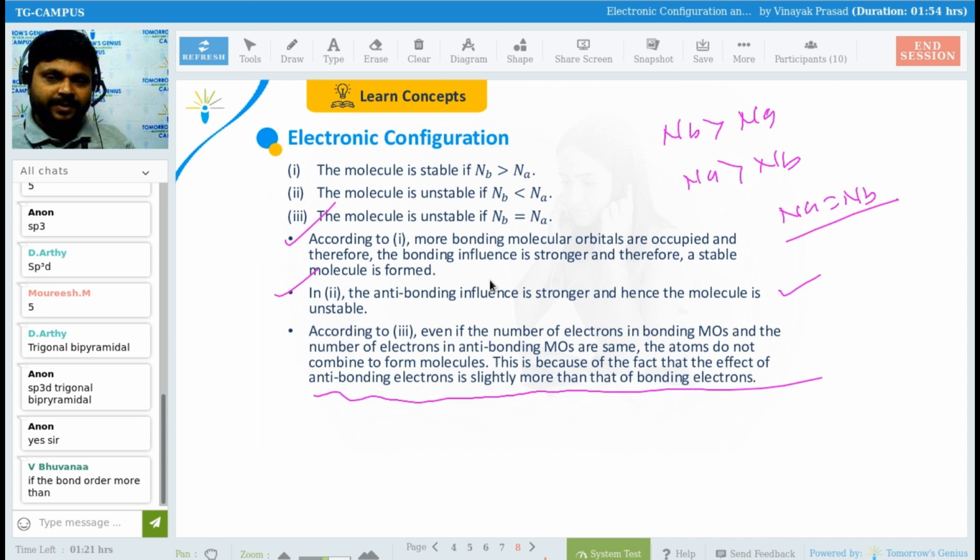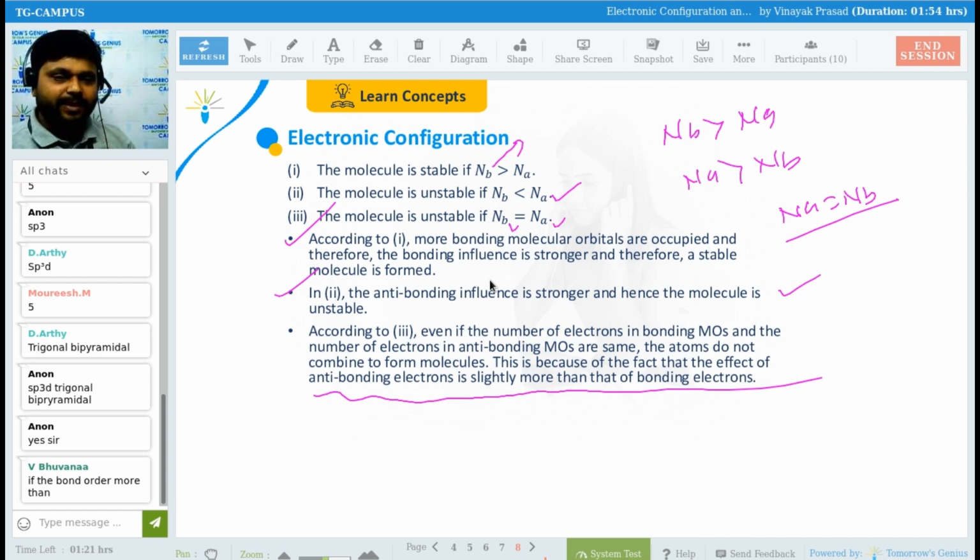Getting my point, everyone? Is it easy now? So now concentrate here. You can see here, NB is greater than Na. If NB is greater than Na, the molecule will be stable. So this is the bonding molecular orbitals case. If Na, anti-bonding molecular orbitals, is greater, then it will be less stable or unstable. Even if both are equal, then also it will be unstable in nature. Getting my point, everyone?